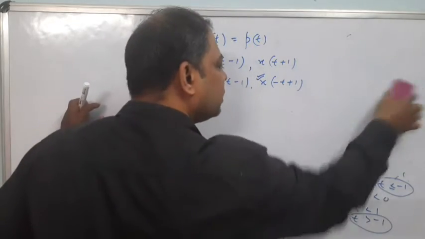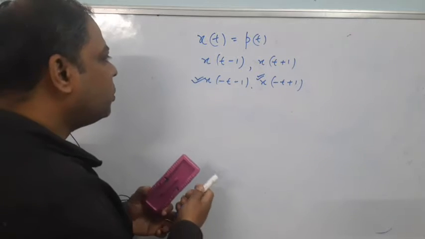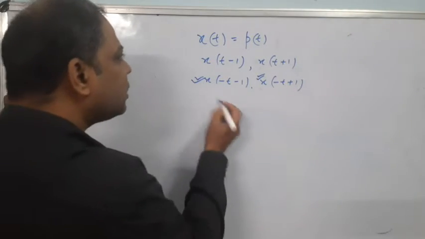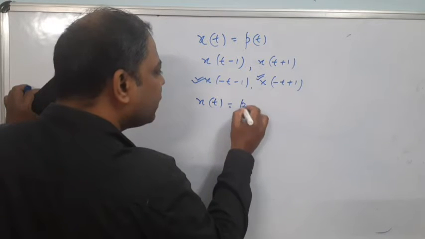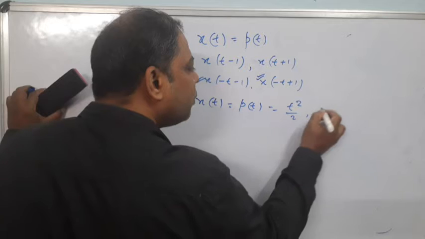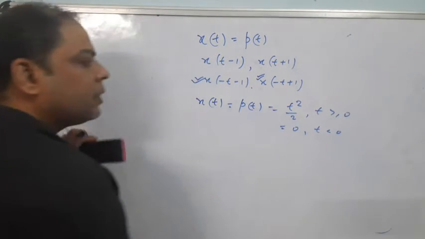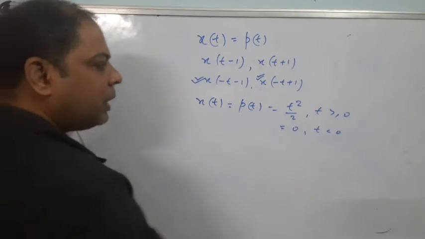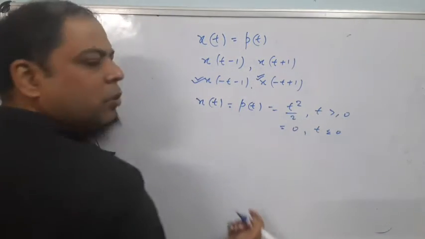See here, suppose you are having this signal. Try to understand. Suppose the same signal. Let us take x(t) is equal to p(t). So p(t) is equal to what? t square by 2 for t greater than or equal to 0, and equal to 0 for t less than 0. This is the curve. Understood? Here you can also put equal to 0, because putting equal to here gives the same value. That is no problem.